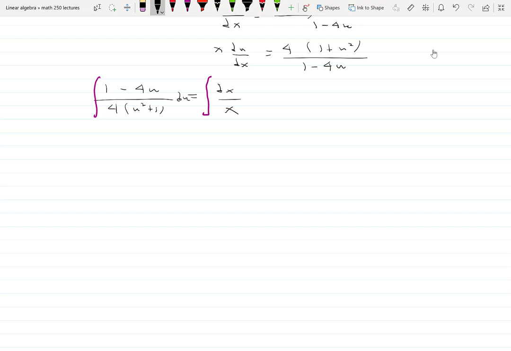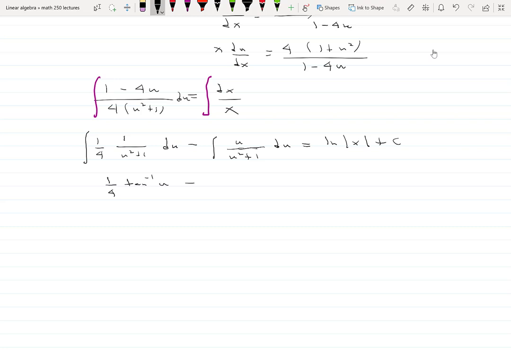So I can separate the left-hand side into 1/4 times the integral of 1 over u squared plus 1, the integral of that with respect to u, minus the other part, 4u over u squared plus 1, which will give us u over u squared plus 1. Always stop the video and check this out if you're not sure about what I did. Equals the natural log of the absolute value of x plus a constant. The first integral is the inverse tangent, a common integral. If you don't remember that, look it up.